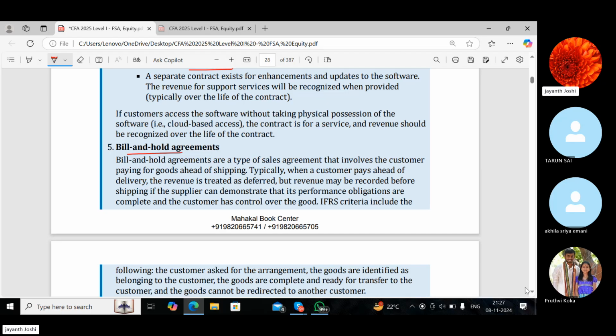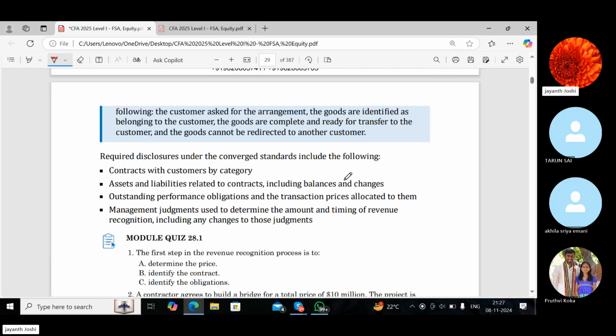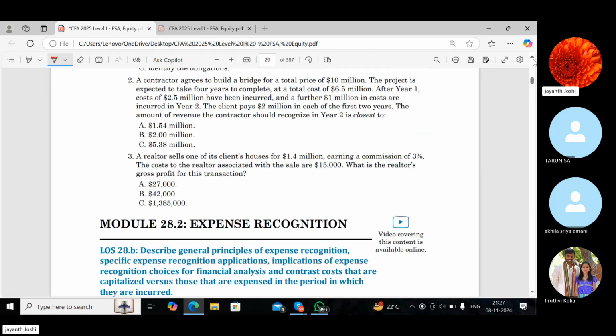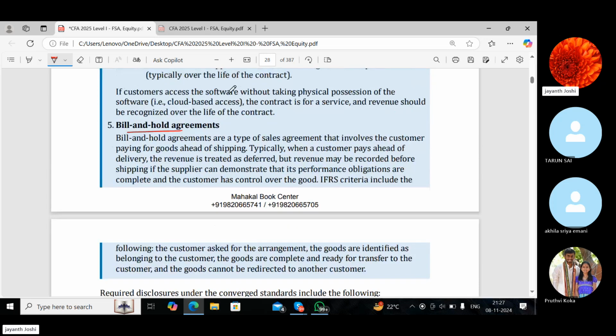Bill and hold agreements, the last topic of this particular recognition criteria of revenue. Bill and hold agreements are a type of sales agreement that involves the customer paying for goods ahead of shipping. See, the seller has not shipped the goods yet. So the bill is generated, and bill and hold is nothing but the seller also has the possession of goods. The sales agreement has been made, the goods have to be delivered, but the goods are with the seller. And the customer has made the payment.